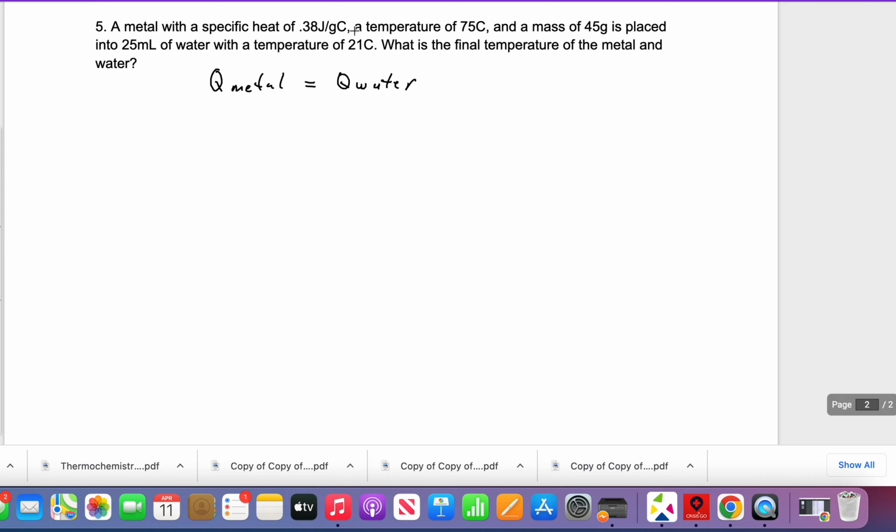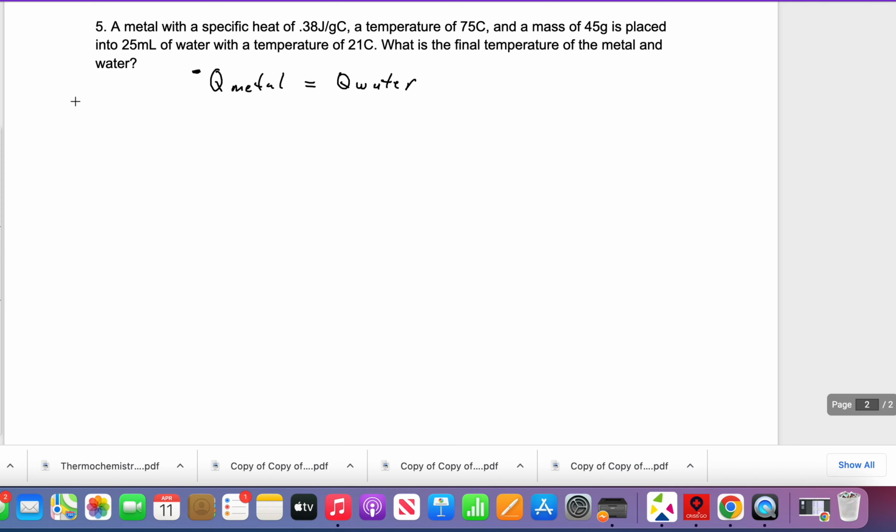A metal with a specific heat and a temperature of 75 is placed. Okay, so the metal's hotter than the water. So the metal's going to cool down. What's really important is that you make the metal Q negative. The thing that cools down, you have to make negative.